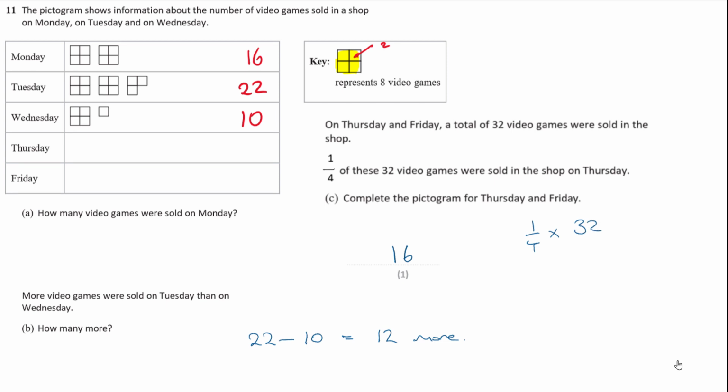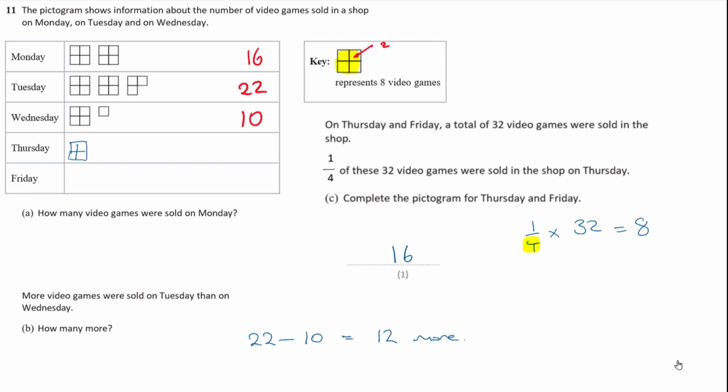Well, finding a quarter of a number is the same thing as dividing it by 4, isn't it? So 4's into 32. There you go, 8 times. Okay, so I need to represent 8 video games on my Thursday pictogram day. Okay, so it's basically going to be 2 of those window things, isn't it?